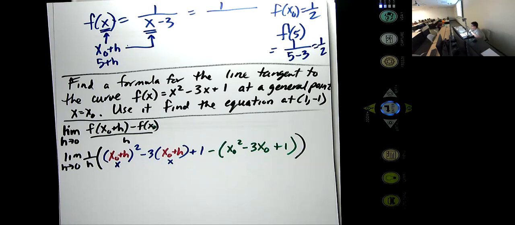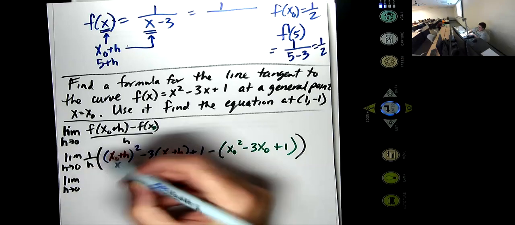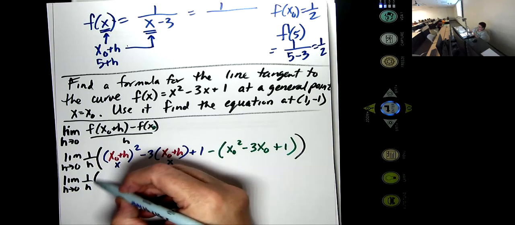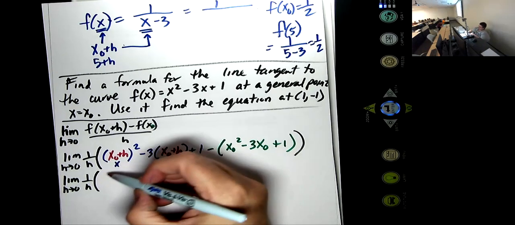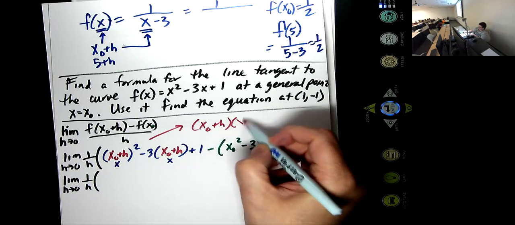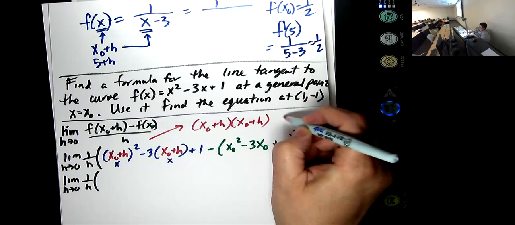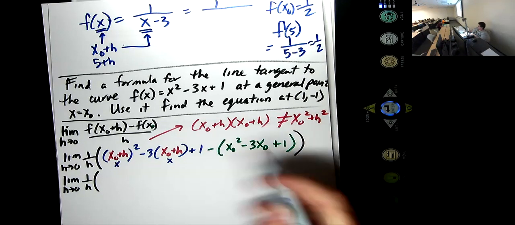Everyone okay with the substitution so far? All right, so we need to do stuff with that. Gotta clean it up. This x naught plus h squared, recall that is x naught plus h times x naught plus h. And that does not equal x naught squared plus h squared. You actually have to multiply it out.